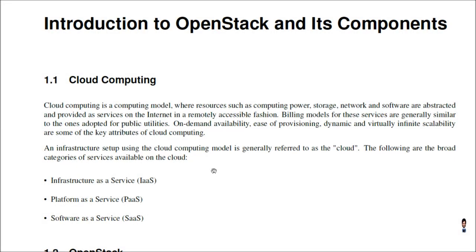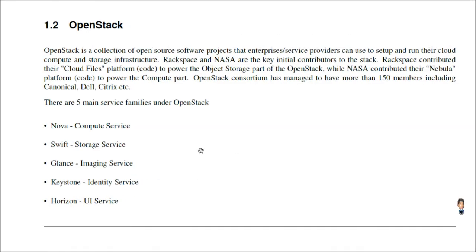An infrastructure setup using the cloud computing model is generally referred to as the cloud. The following are the broad categories of services available on the cloud. First one, infrastructure as a service, platform as a service, and lastly software as a service. Okay, let's talk about OpenStack now. OpenStack is a collection of open source software projects that enterprises or service providers can use to set up and run their cloud compute and storage infrastructure.